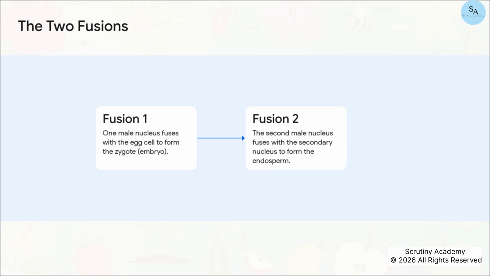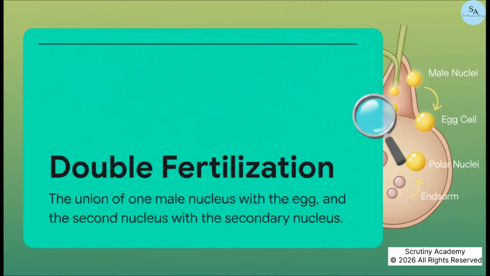The first male nucleus joins with the egg cell to create the zygote. That's the first cell that will grow into the baby plant, the embryo. At the same time, the second male nucleus fuses with those 2 polar nuclei to create the endosperm. And you can think of the endosperm as the packed lunch for the embryo. It's its food supply.